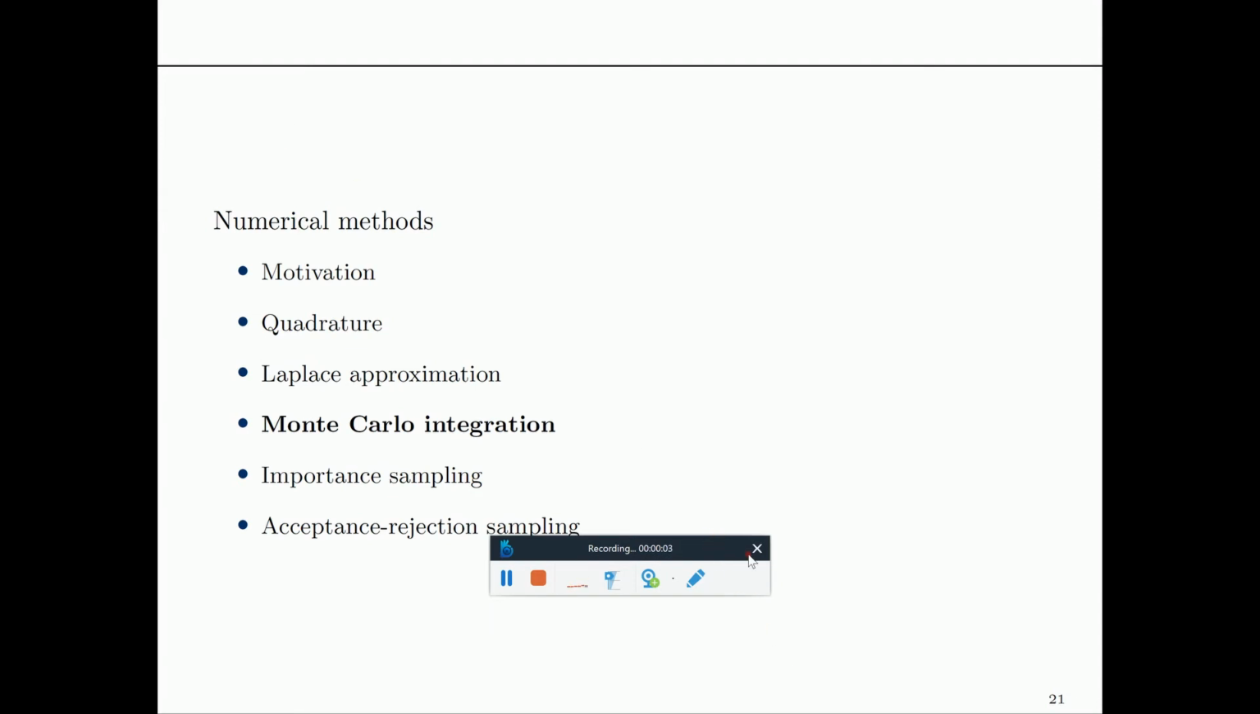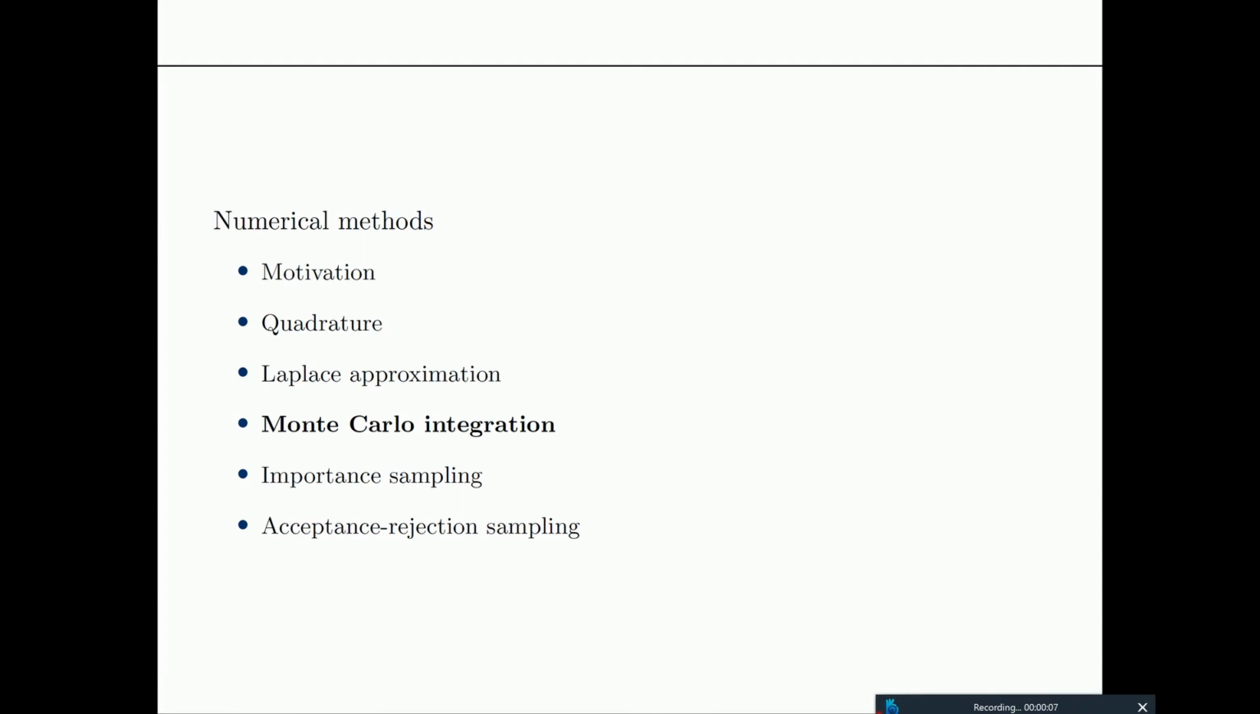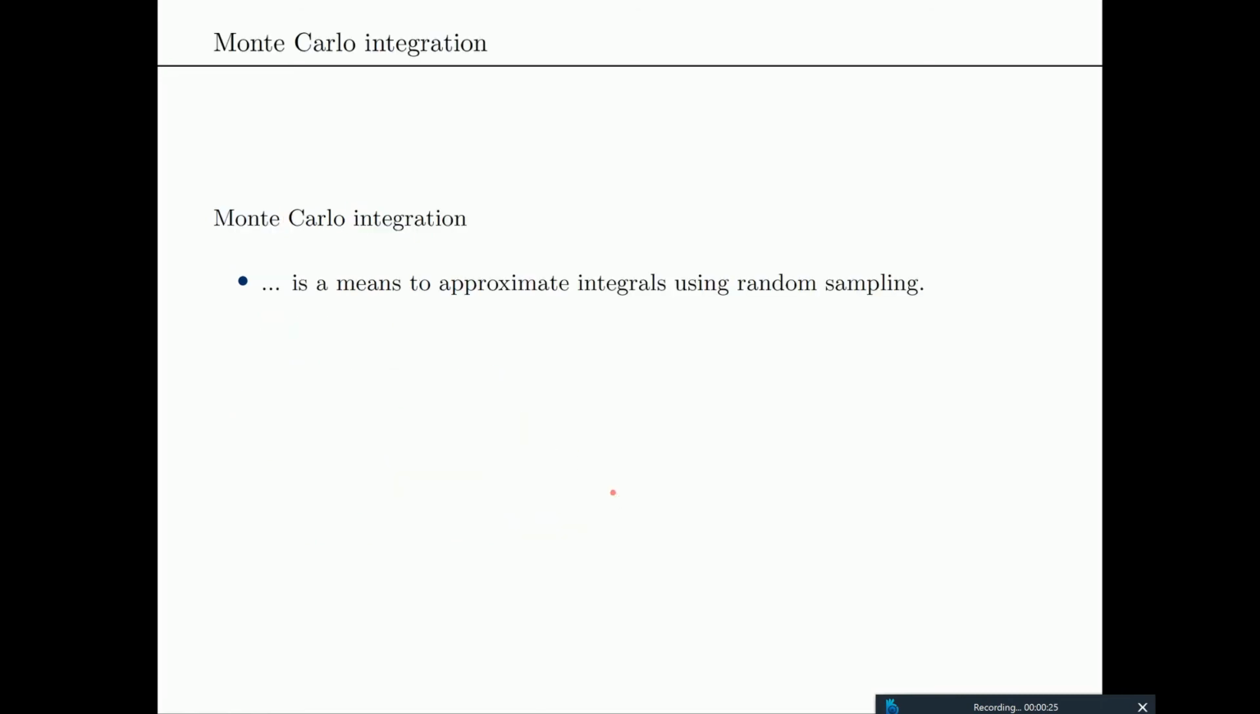Good, then a basic approach to do numerical integration by turning on a random number generator, and then two sampling algorithms, so random number generator algorithms that are often used in this context. That was the basic thing about Monte Carlo integration. As I have now said multiple times, Monte Carlo integration is a means to approximate integrals using random sampling.